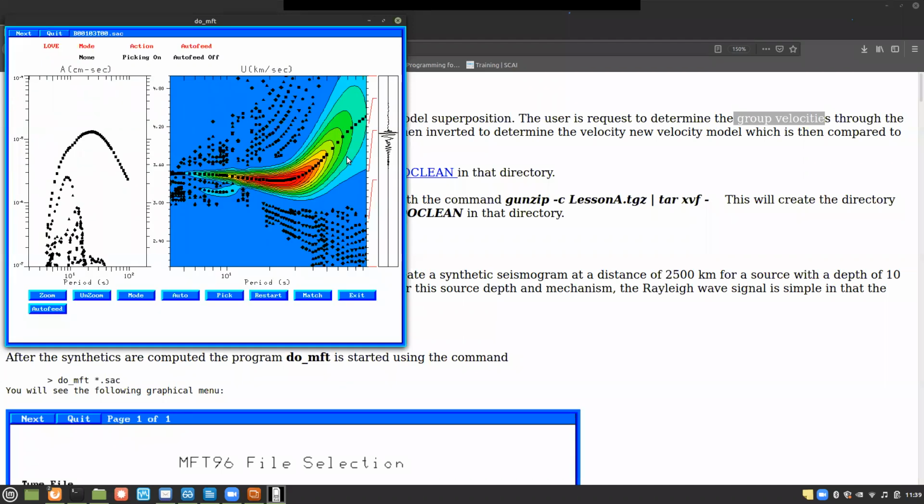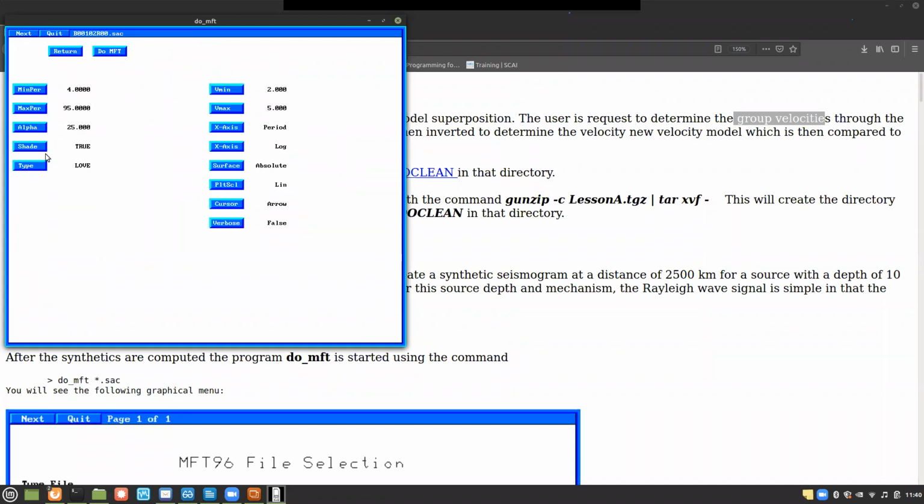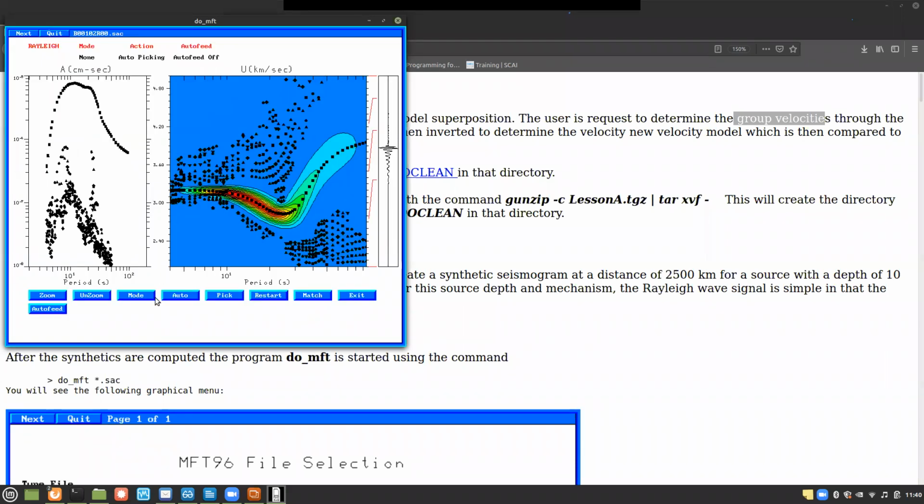And then again, I go to do MFT, and I can do the same thing. So I pick now auto. So I say automatic picking, it immediately goes to the fundamental mode, and then I can pick this up. Okay, so this is the Love wave dispersion curve for this event in station. And is it okay? And then the last one. Also, again, I have to change to the Rayleigh wave, and then I pick this up. So these are the things you have to do.